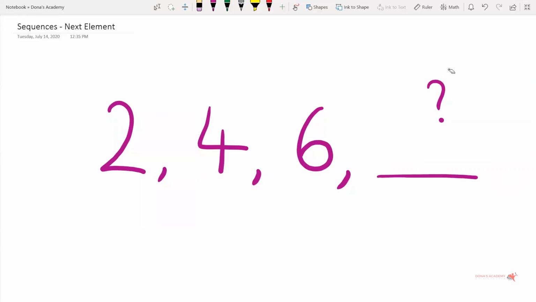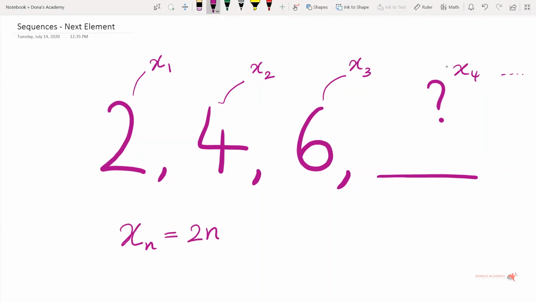So if I denote these elements by, let's say, this is my x1, this is my x2, this is x3, and this is x4, and so on, then the general element can be written as xn equals 2 times n. Here n is the index, and it is the natural number sequence. So n is going from 1 to 3. So if you recognize this general term, then that's true.